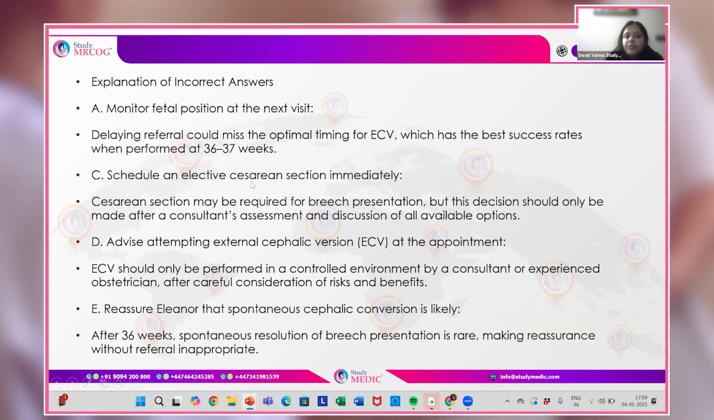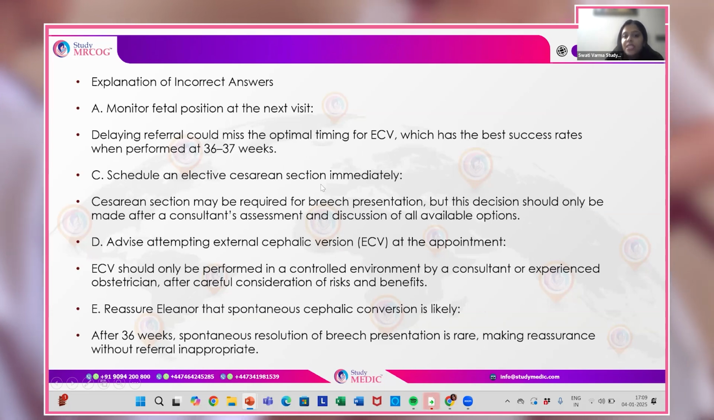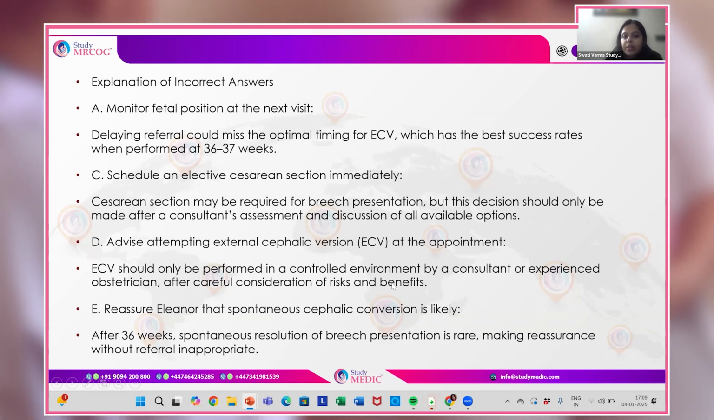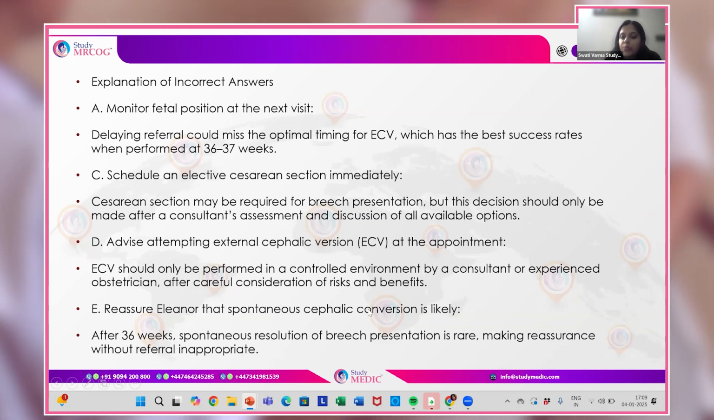So, monitor fetal position at the next visit, no. Schedule an elective CS immediately at 36 weeks, obviously no. Advise attempting ECV at the appointment. It should only be performed by a consultant or experienced obstetrician, you can say. And reassure that spontaneous cephalic conversion would occur, very unlikely.